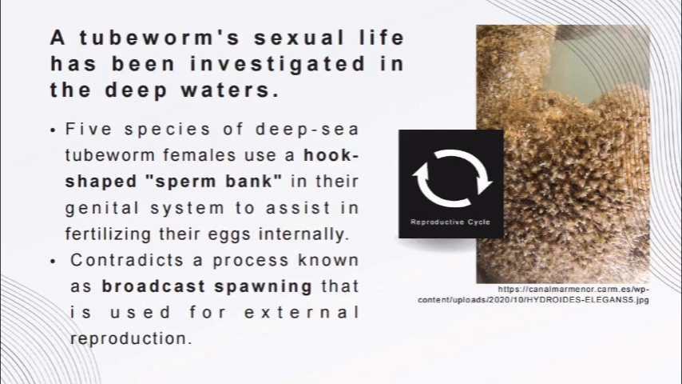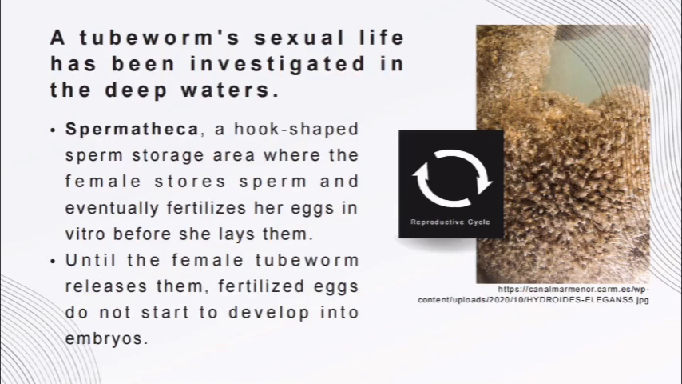The widely accepted theory that these tube worms reproduce by freely dispersing their eggs and sperm into the water, a process known as broadcast spawning, common in marine invertebrates like corals, is refuted by the researchers' findings, which were published in the February 2005 issue of the Biological Bulletin. According to their hypothesis, the sperm either swim into the spermatheca, which is a hook-shaped sperm storage area where the female stores sperm and eventually fertilizes her eggs internally before she lays them.